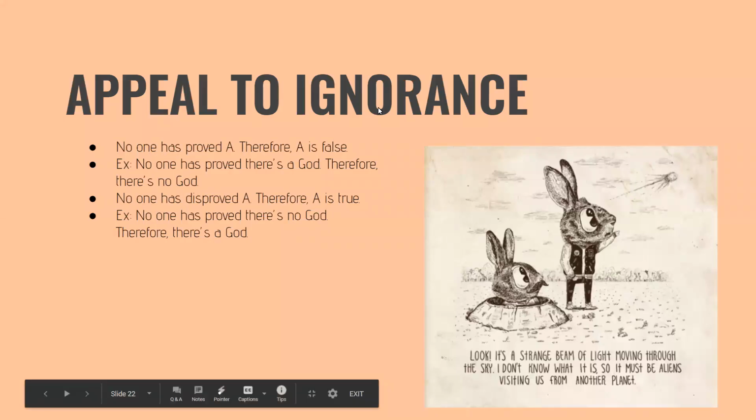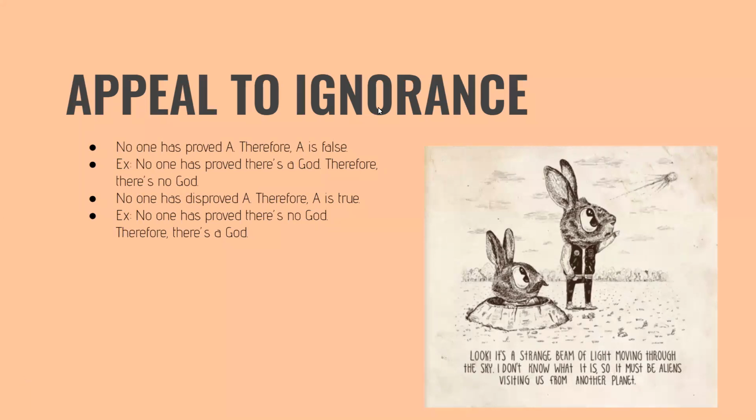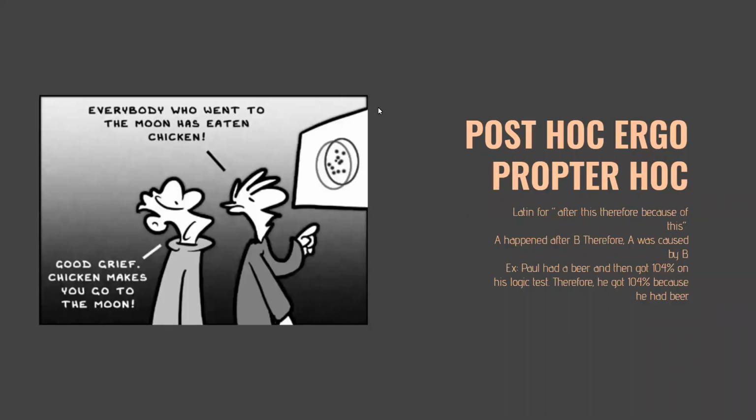The next one has two closely related forms. So we have appeal to ignorance, which could be: no one has proved A, therefore A is false. For example, no one has proved there's a God, therefore there's no God. Or: no one has disproved A, therefore A is true, which could be, no one has disproved there's a God, therefore there's a God. Something not proved might still be true, just as something not disproved might still be false. An appeal to ignorance must have one of these forms. It's not just any case where someone speaks out of ignorance.